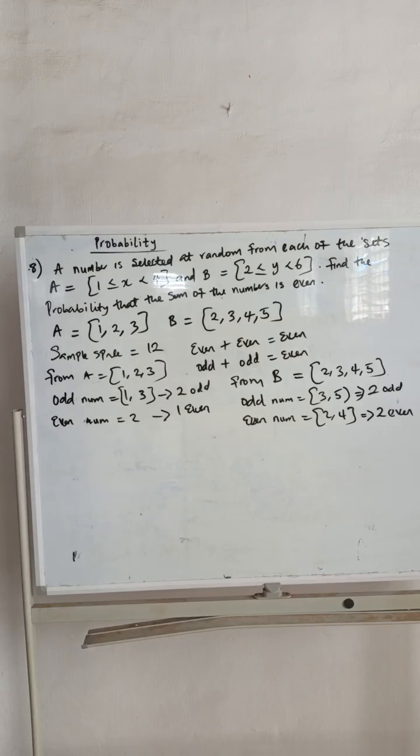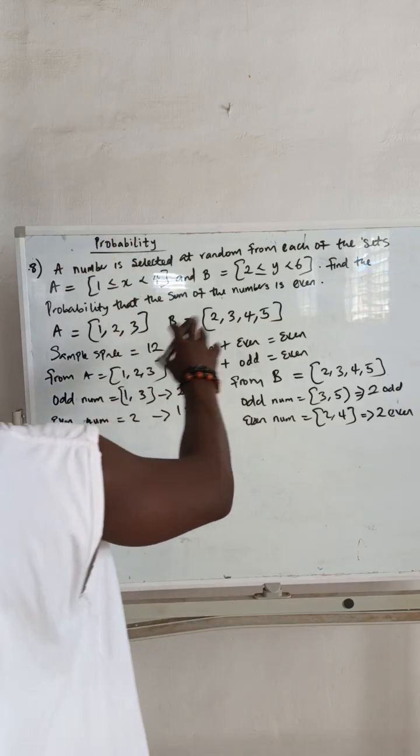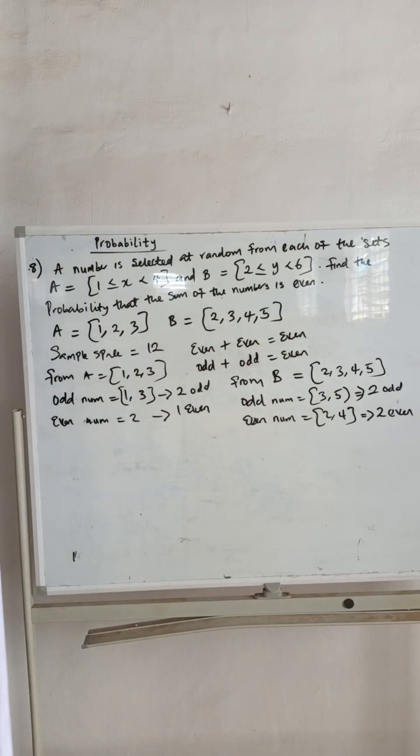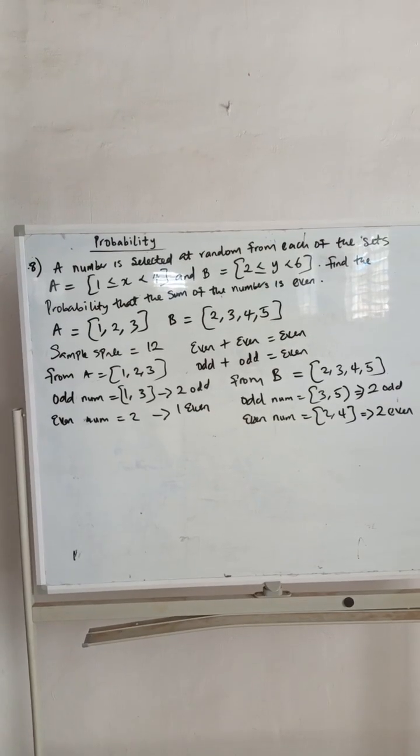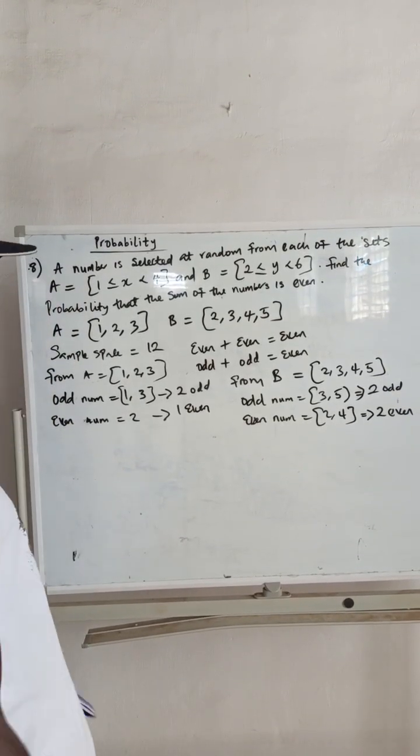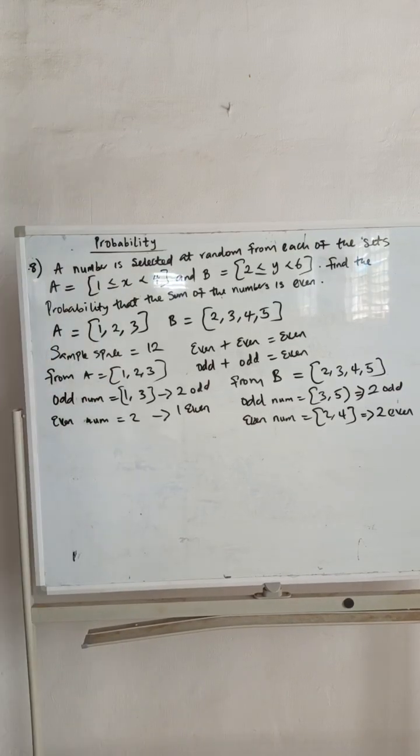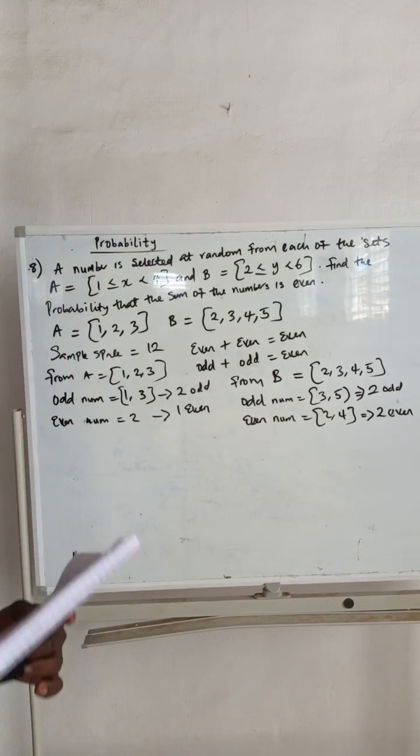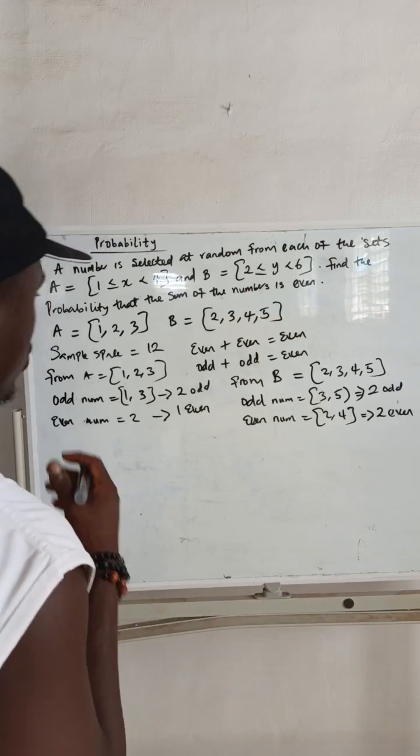So what do they want us to find? They want us to find the probability that the sum of the numbers is even. How do we actually get this? I'm going to tell you how they got it. This is what they mean.